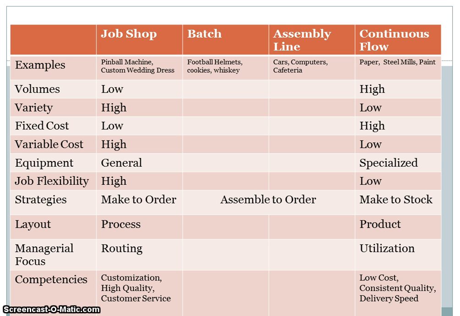In terms of batch, we watched the football helmet video. A lot of us probably have made cookies at one point in our life, or our parents did. Generally, those are made a batch at a time. Maybe you'll make a batch of chocolate chip cookies and then make a batch of snickerdoodles or something like that. And if you've ever toured a whiskey distillery, that's also made in a batch process.